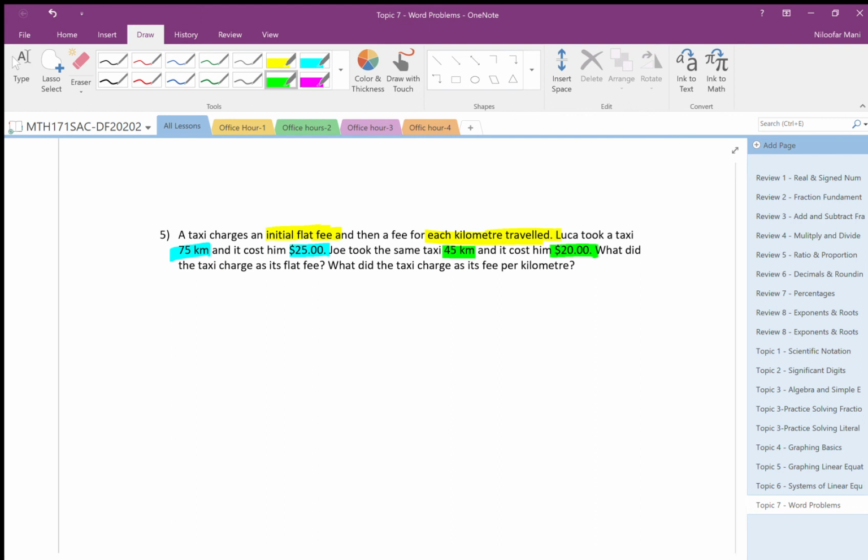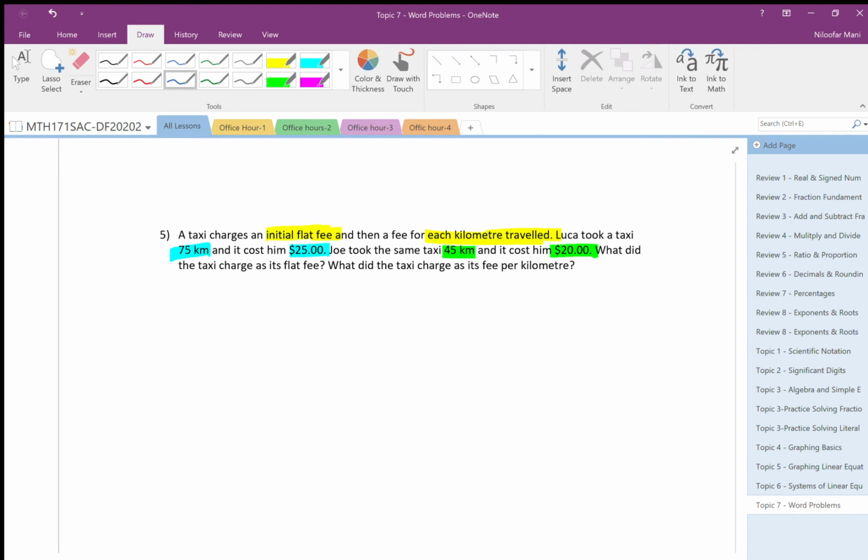So the flat fee, and how much per kilometer? How many dollars per kilometer? We assume it is the same taxi, of course. So how do you write this?